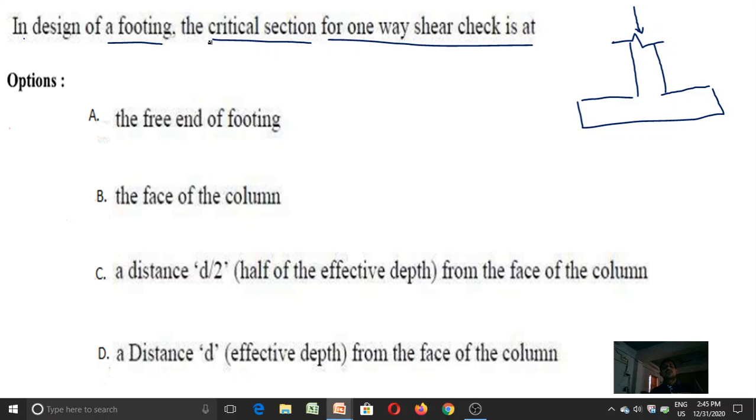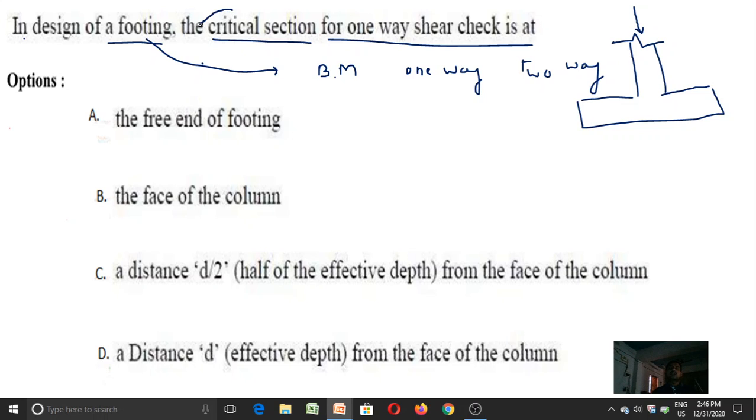At this time, your footing is subjected to these three important parameters. One is bending moment, another is one-way shear, and the third one is two-way shear. So while designing a footing, we need to take care of these three parameters, that is bending moment, one-way shear and two-way shear. What is the question asked? In the design of footing, the critical section for one-way shear check is at.